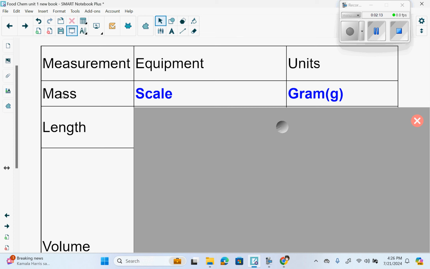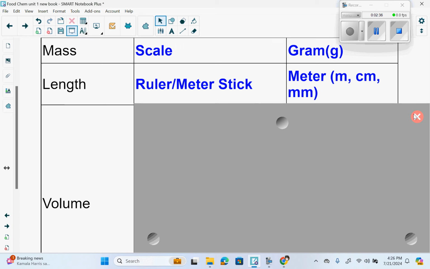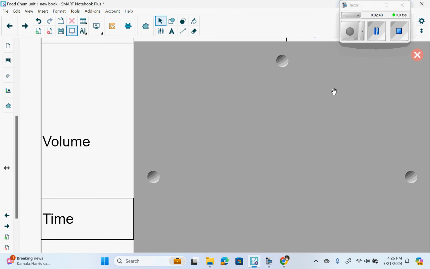All right, if we're measuring mass, we will use scales, and this will stick to the metric system. Our scales will measure in grams, so you will see a G on there. For length, we don't measure length too much, but when we do, it would be with a ruler or a meter stick. And there's the meter again, that is the metric system: meter, centimeter, and millimeter. So mass we do use a lot, length not so much, maybe one or two labs.